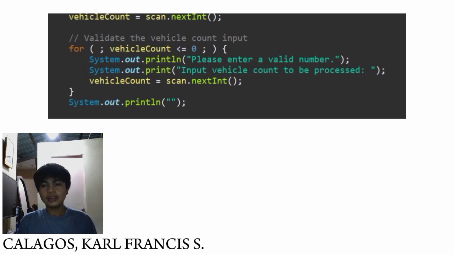I will be the one to explain the validation of the vehicle count input here in our code. The loop will only begin if the condition is true. The condition here in our code is that the vehicle count must be less than or equal to 0 so that the looping will begin. For example, if the user inputs -1, it will display on the screen to please enter a valid number, and it will keep asking the user to input a valid vehicle count. And if the condition becomes false, it will proceed to the next part of the code.